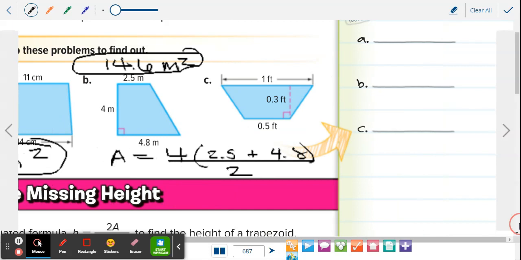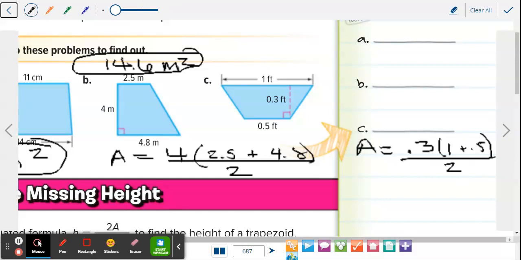And letter C. So height of letter C is what? 0.3. Base 1. That doesn't really matter, honestly. They're both going in here. Okay, then you add those up. So 1 plus 0.5. 1.5 times 0.3 divided by 2. Yes, 0.225 feet squared.